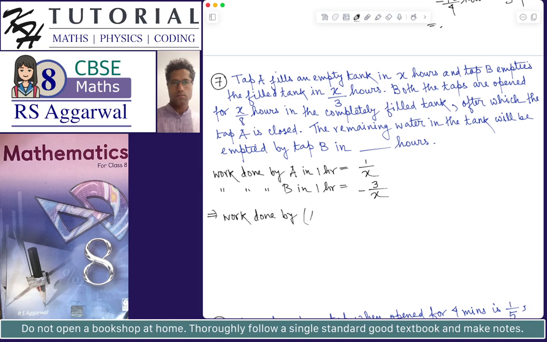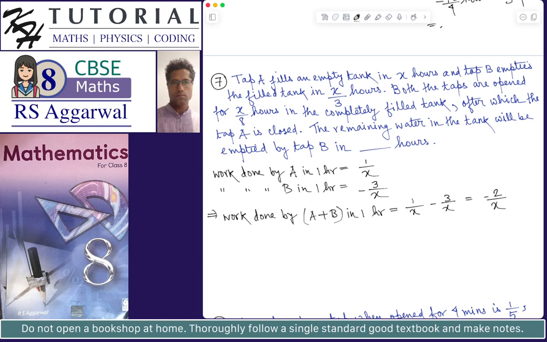So this implies the work done by A plus B, that is when both the taps A and B are open, the work done in 1 hour should be 1 by X minus 3 by X, which is equal to minus 2 by X. So it's negative. Work done per hour is negative. So definitely, if the tank is initially filled, per hour it will be emptied by A and B.